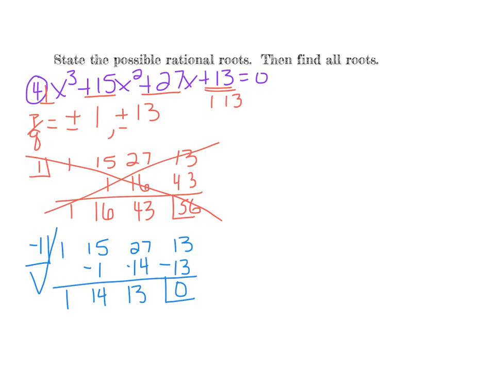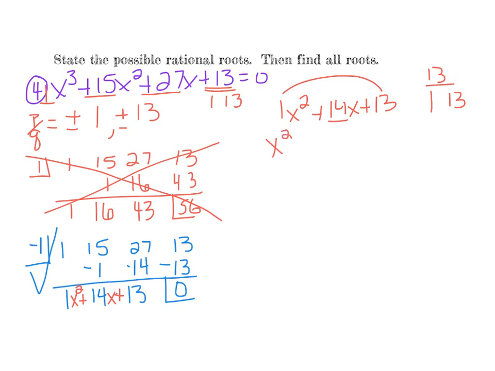Now, for my depressed polynomial, I have 1x squared plus positive 14x plus positive 13. So can I factor that one? And I'm pretty sure my answer is yes. So a times c is 13. Factors are just 1 and 13, which do add to give me 14. So let's go with that. So I have x squared and 13. And then I'll use these factors, so 1x and 13x.